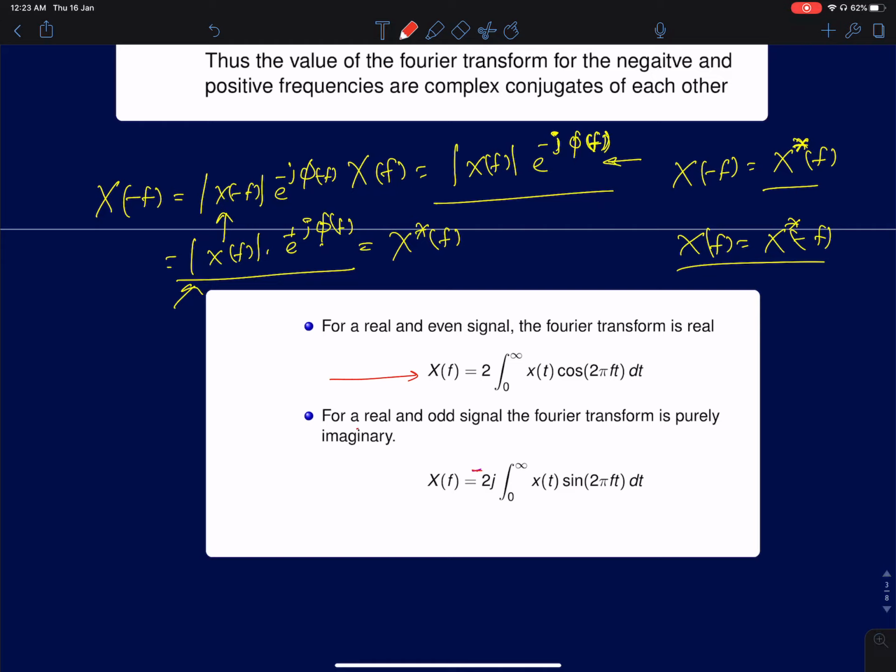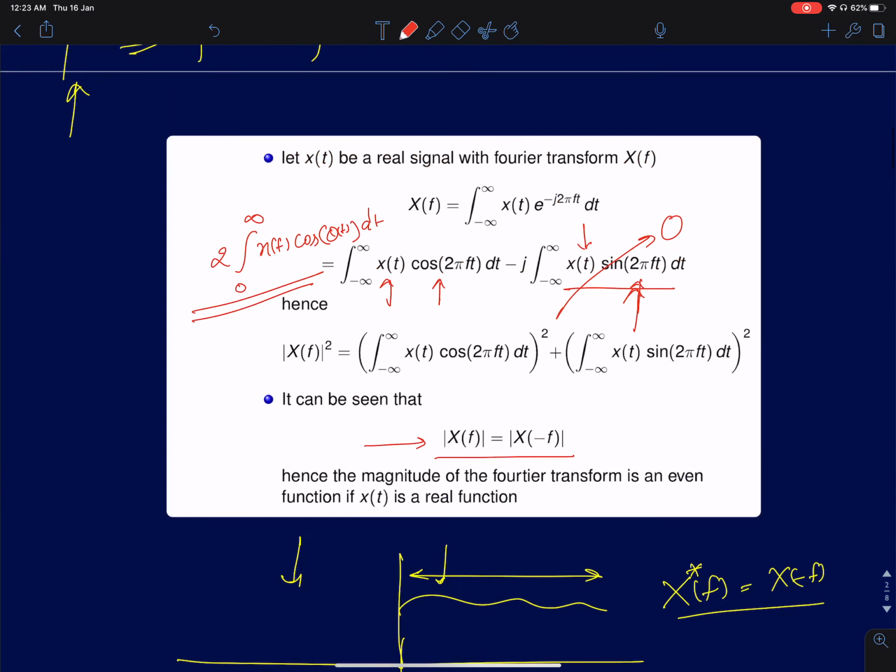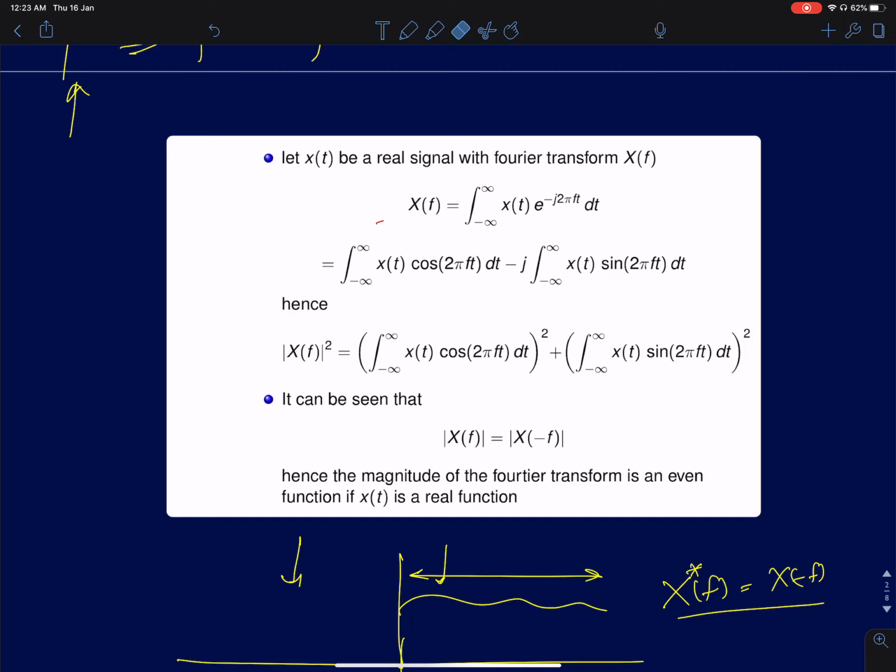And for a real and odd signal, the Fourier transform is purely imaginary. Again, this can be very easily proven from this expression itself. So for a real and odd signal, since x of t is an odd function multiplying with an even function, the result will be an odd function. Odd into even is odd. So this integral will go to 0.